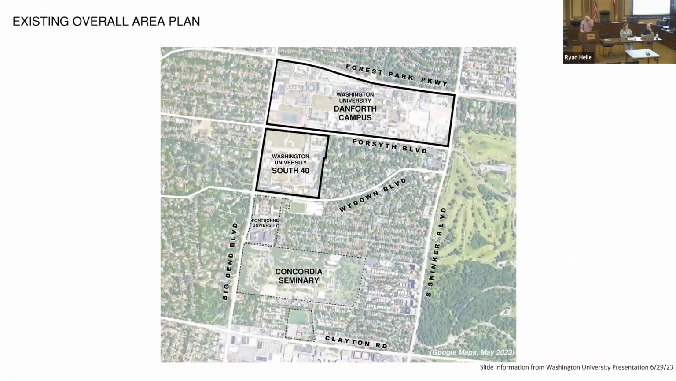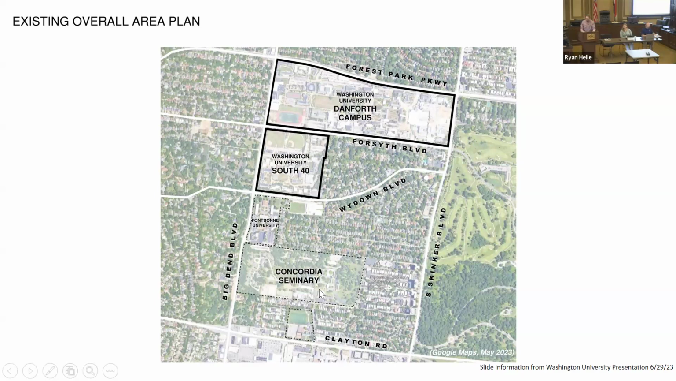So as far as the overall area plan, just to get familiar with the area, the Washington University Danforth campus or main campus is up here on the north side of Forsyth, bound by Forsyth and Forest Park Parkway in the north and south, and then Skinker to the east, Big Bend to the west. That's actually not located within the city of Clayton. That's located within unincorporated St. Louis County. The South 40 site is at the corner of Forsyth and Big Bend. That's where they currently have a baseball field, a softball field. They have residence halls, dormitories, dining halls, a bookstore, a number of different uses on South 40 that support the uses on the Danforth campus.